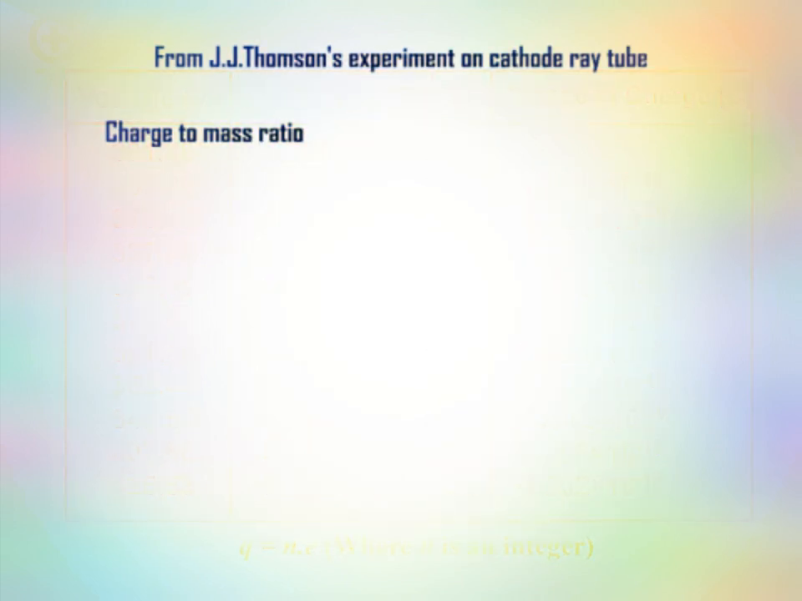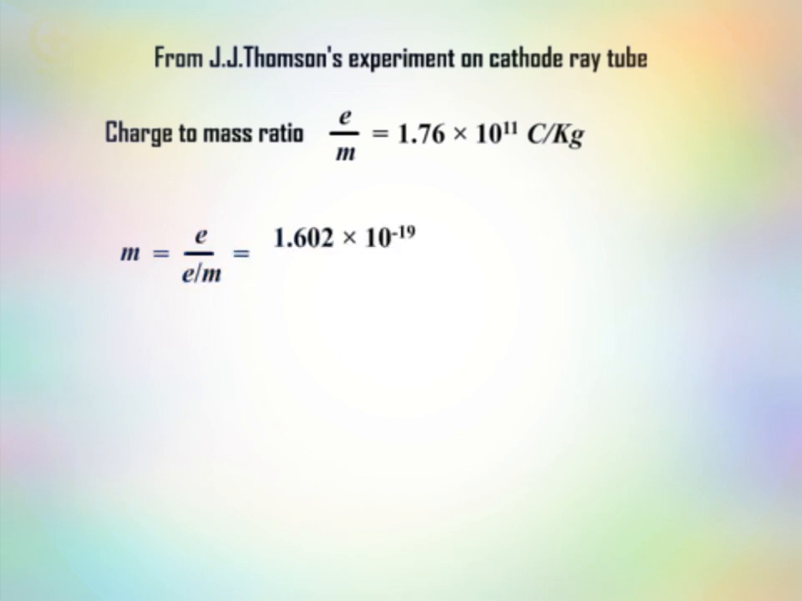We already know the charge to mass ratio of an electron from the experiment of J.J. Thomson with the cathode ray tube. The ratio was 1.76 into 10 to the power 11 coulombs per kg. From this, m equals the charge of an electron divided by the charge to mass ratio, which is equal to 1.602 into 10 to the power minus 19 divided by 1.76 into 10 to the power 11, which is equal to 9.1 into 10 to the power minus 31 kg, which is the mass of an electron.